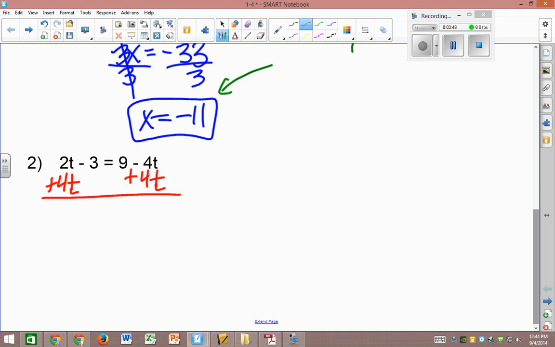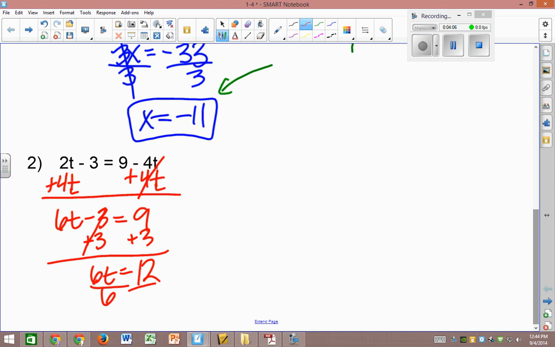Alright, 2 plus 4 is 6 of those t's. And then I want numbers on the right because I got t's on the left. So add 3, get rid of that one. So 6t is 12. Divide by 6. We got t equals 2.